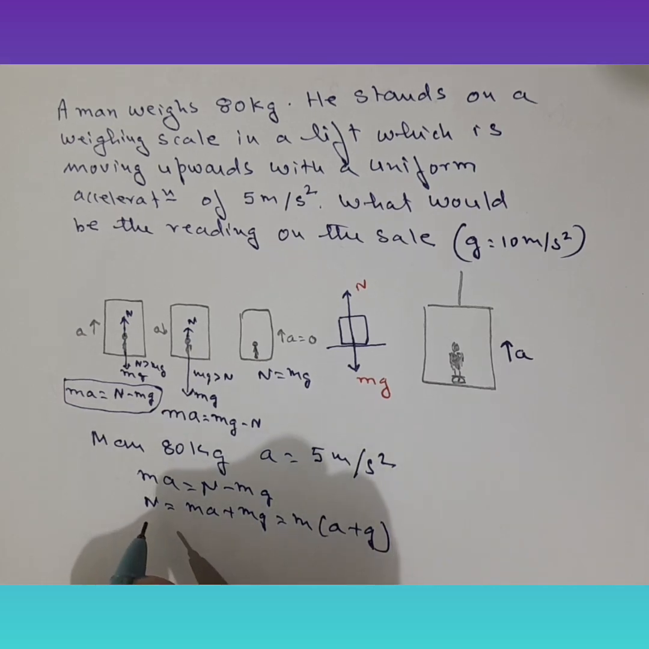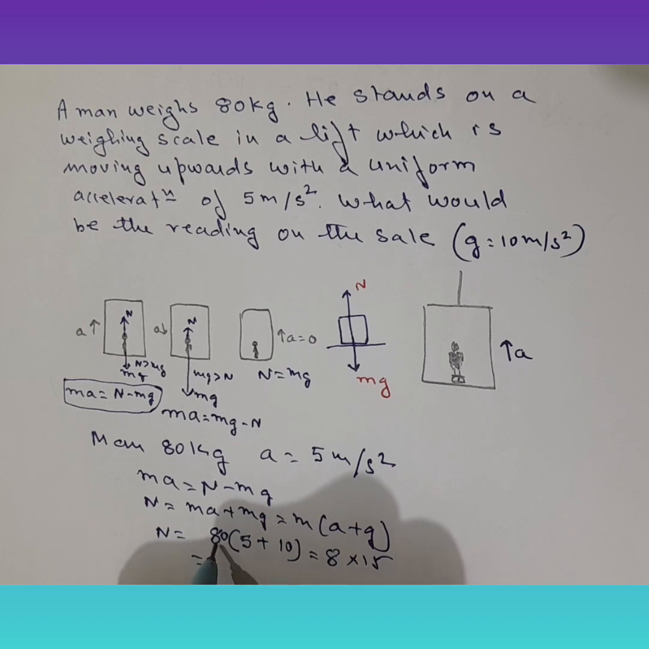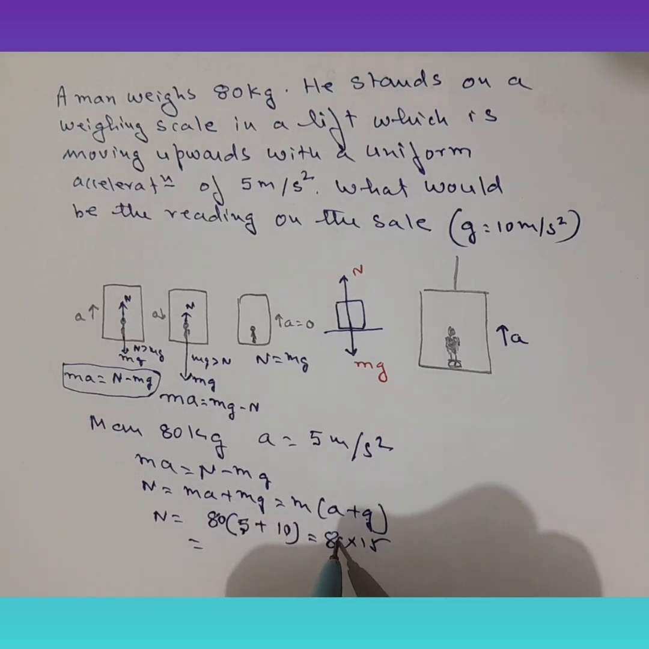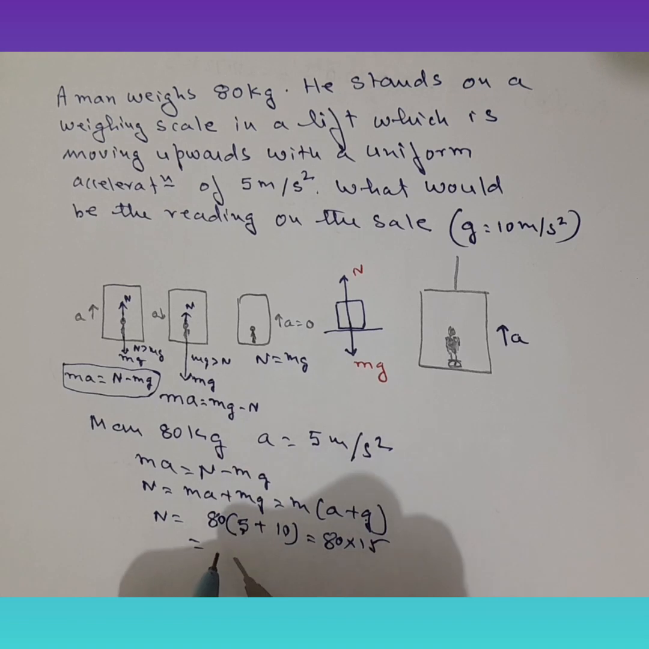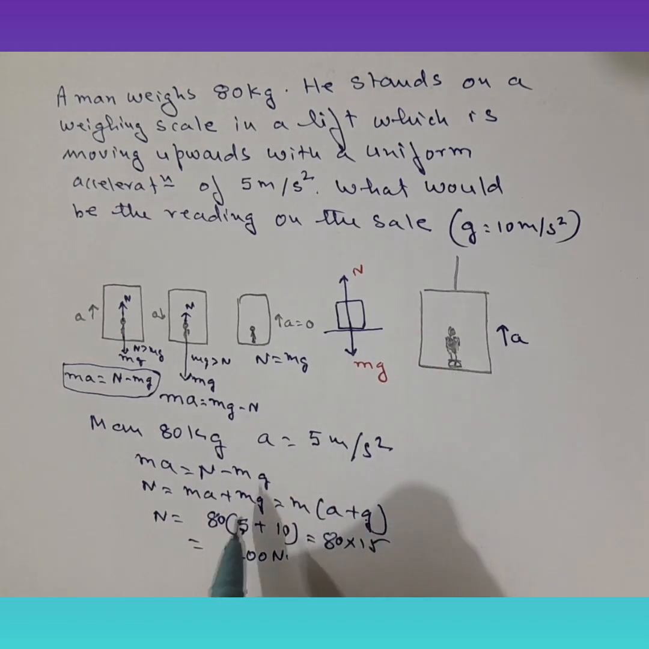This would be equal to normal. All right, what does our question want? The reading on the scale would be: mass is 80, acceleration is 5 and g is 10. So it would be 80 into 15. All right, which would be equal to 1200 Newton. So this would be the reading that would be observed on the scale.